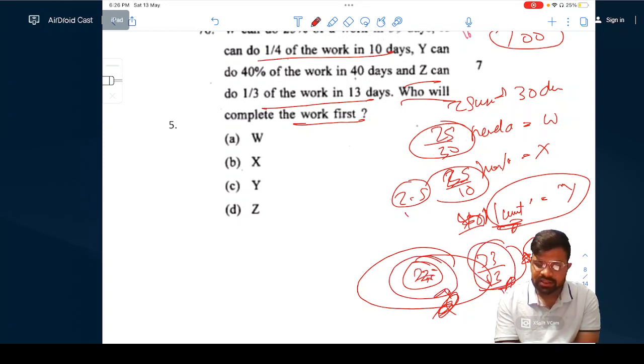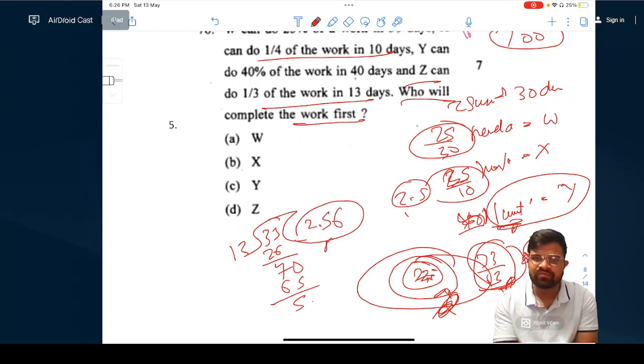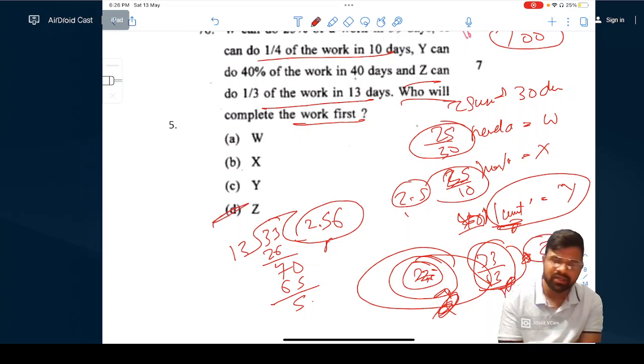Is it greater than 2.5? Yes, it is greater than 2.5 because let's say so 33 divided by 30, simple way you can go, it will be 5, 65, 5 again, somewhat greater than 2.5.